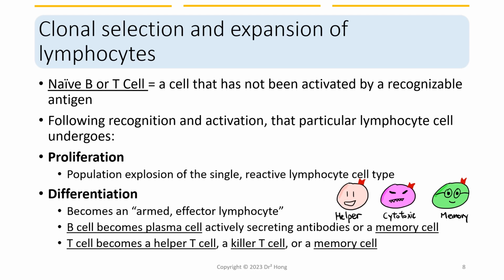Now, B cells will become plasma cells, which can actively secrete soluble antibodies, and then eventually become memory cells that carry memories so that the system remembers the antigen. T cells can become helper T cells and also killer T cells to carry out their specific functions, and also become memory cells to maintain that memory. Now, we're going to look at these specific functions in this lecture and the next lecture.